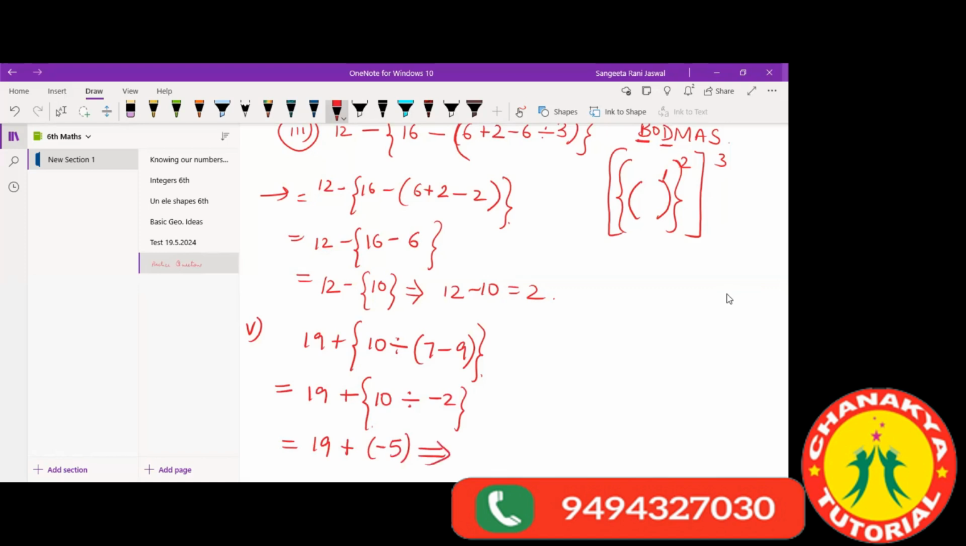Then what do you have? Plus into minus becomes minus. When you have two different signs together, you subtract. Then 19 minus 5 will be 14. This will be your answer. Did you understand this? Yes, ma'am. Okay, I'll give you more questions on this.